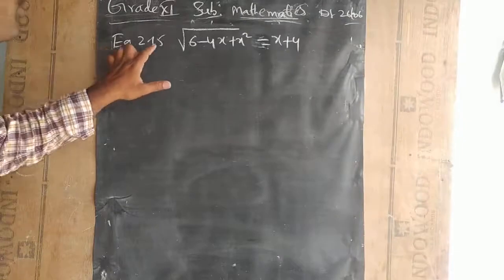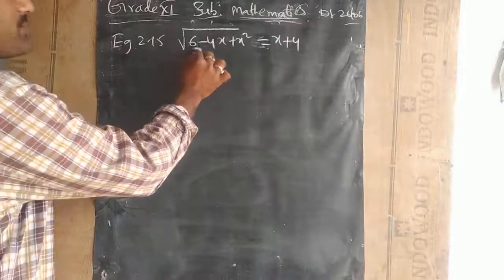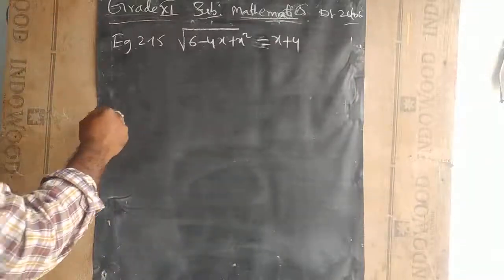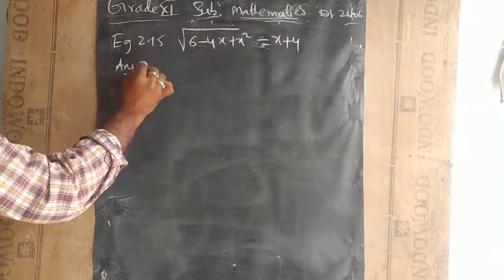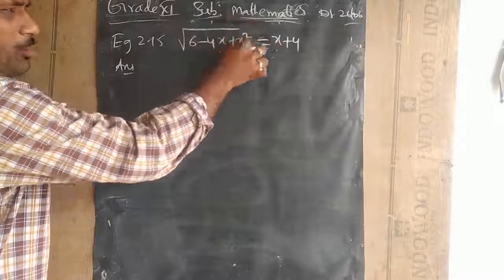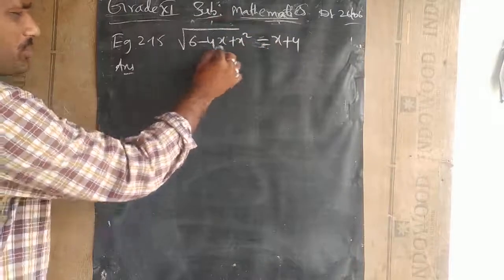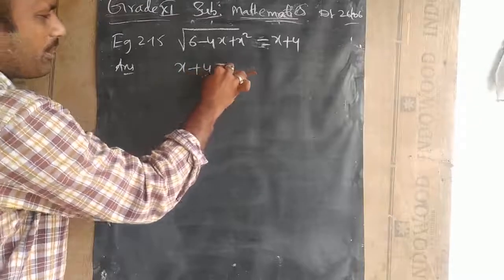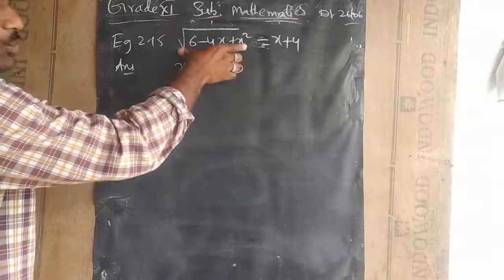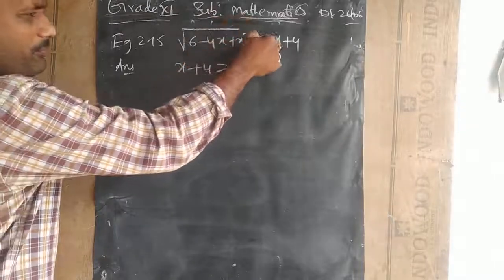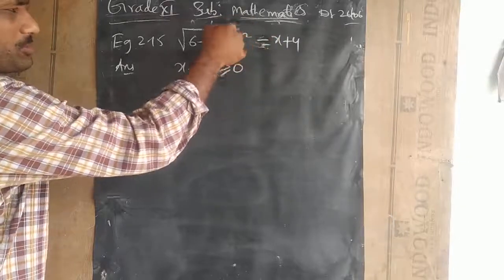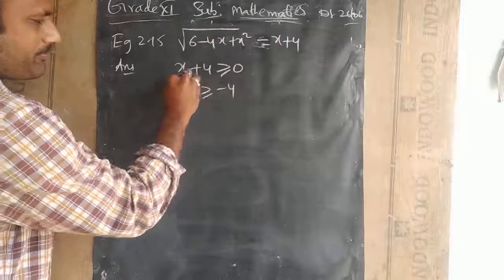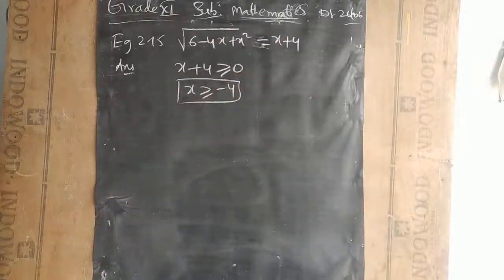Let us see example 2.15, students. Root of 6 minus 4x minus x square is equal to x plus 4. Solve this equation. As we already know, a root number will always be greater than or equal to 0. So this can be written as x plus 4 greater than or equal to 0, since it is a root number. So x is greater than or equal to minus 4. This is the first condition.